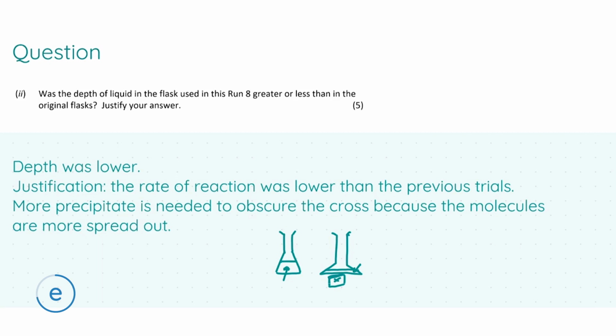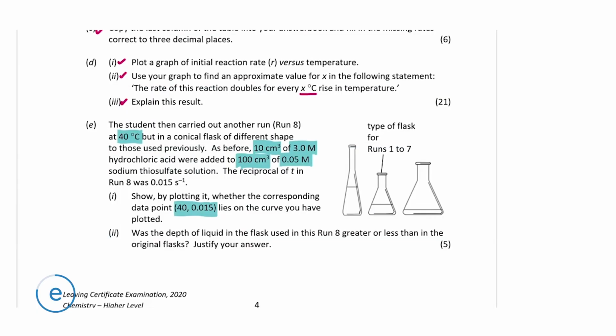So for this question, you're going to get 2 marks here for saying that the depth was lower, for choosing that conical flask. And then you're getting 1 mark for your justification. Just to show you here, they were kind of giving you the options. They were asking, was the depth higher or was it lower? And we justified why the depth was lower.